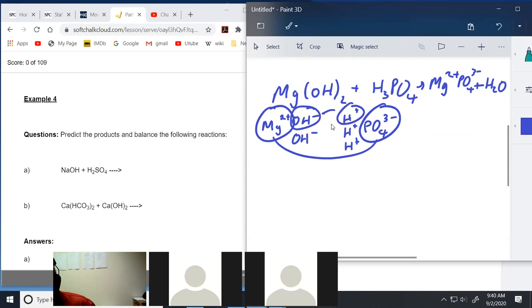initially, and the H plus and the OH minus will form water, and then the Mg2 plus and the PO4 3 minus, if I needed to form that compound, would be Mg3(PO4)2. And it's like what we were doing the other day. We have to figure out how many of each we need to make that compound even out, to make it balance. Does anybody have any questions?